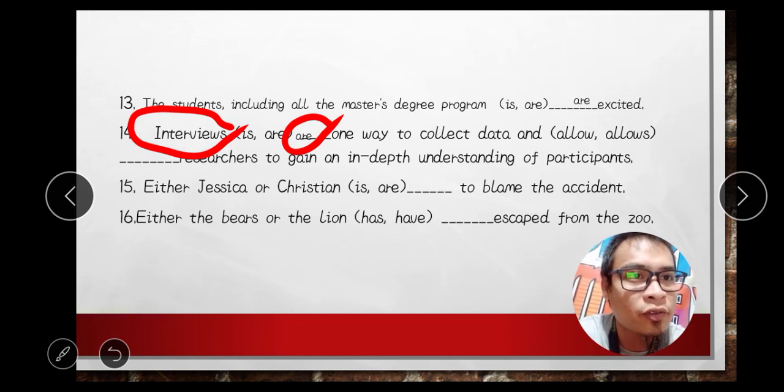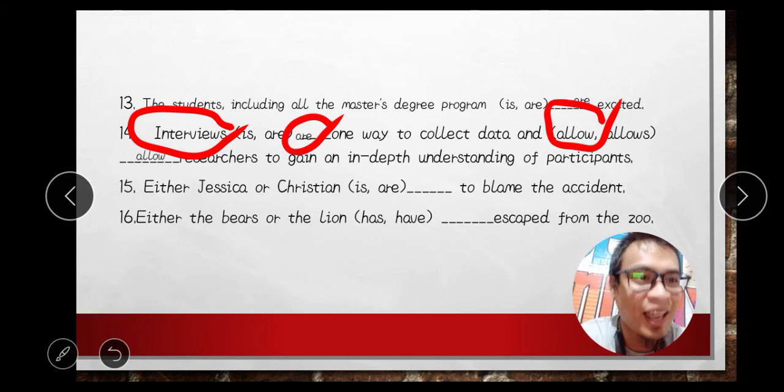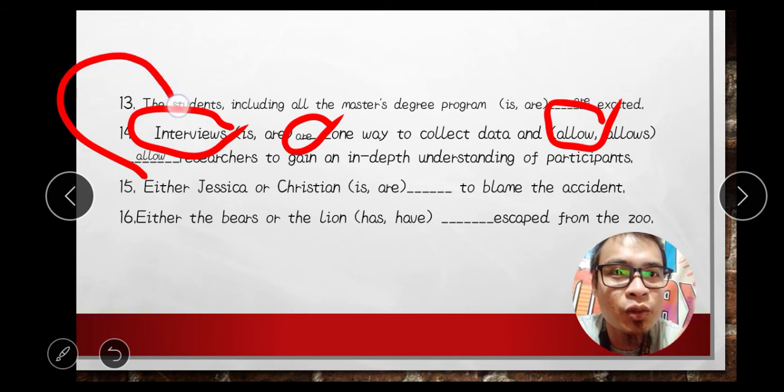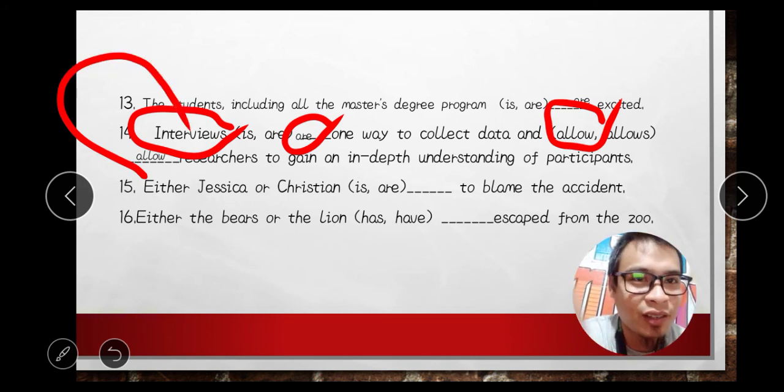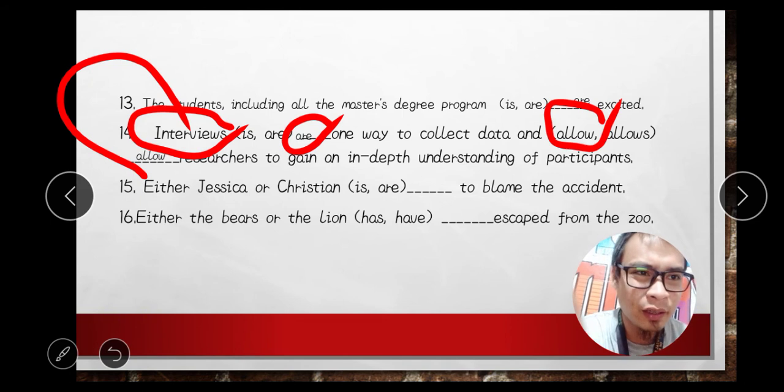So we have a plural verb, allow. Let's see. Yes, allow. That agrees to this subject, interviews. Again, the rule says, whenever a sentence has one subject and more than one verb, same subject-verb agreement. That is an unspoken rule in this agreement.